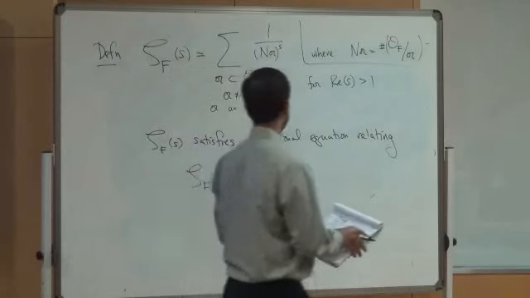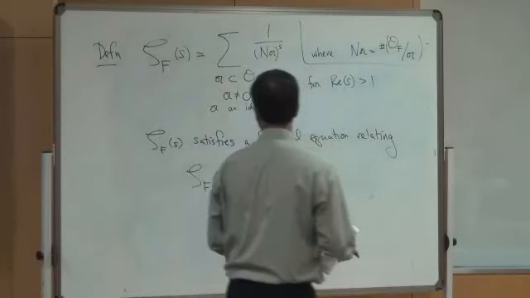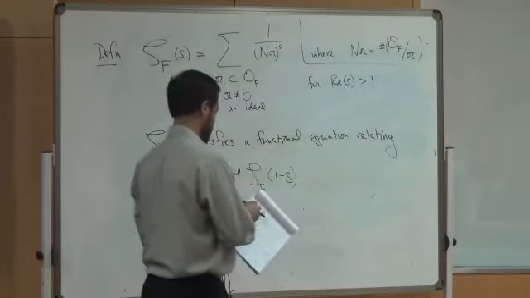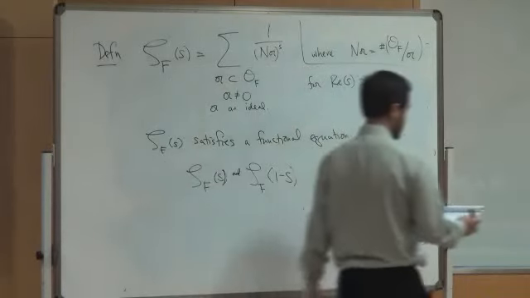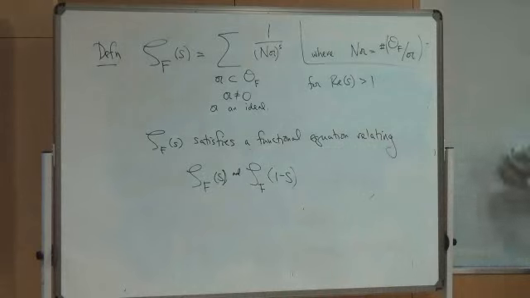Okay, so that's the basic setup. And now the question is, I want to know what is the value of this thing at s equals 0 or at s equals 1. And that's the statement of the Dirichlet class number formula, and I want to talk about that in some detail now.